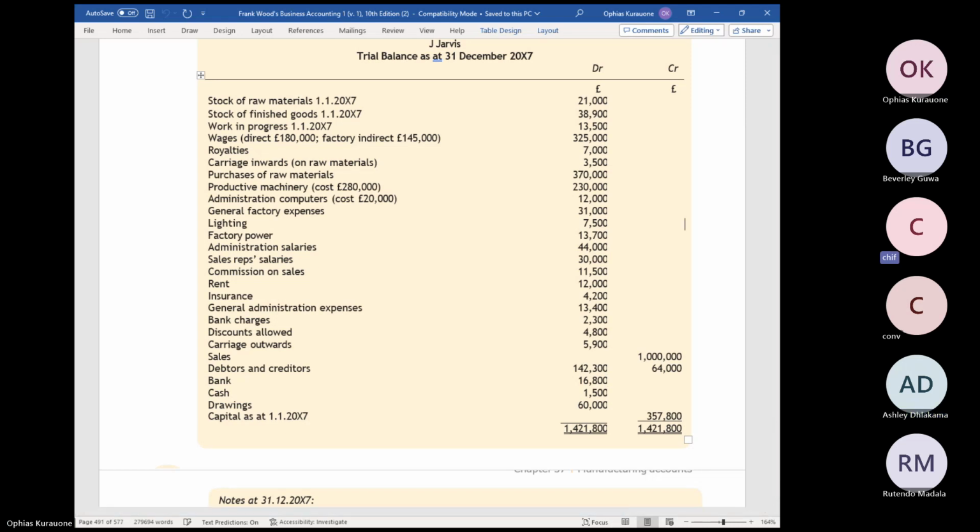Trial balance is at 31 December 2007. Stock of raw materials, 21,000. Stock of finished goods, 38,000. Factory indirect 145,000. Royalties 7,000. Carriage inwards on raw materials 3,500. Purchases of raw materials 370,000. Productive machinery at cost 280,000.